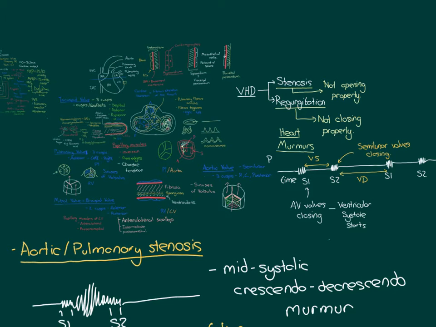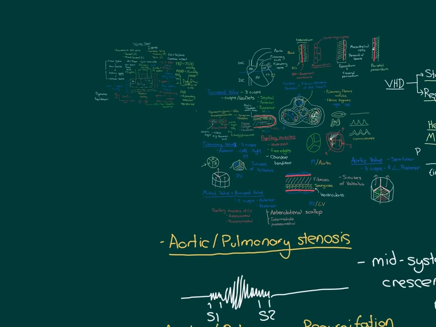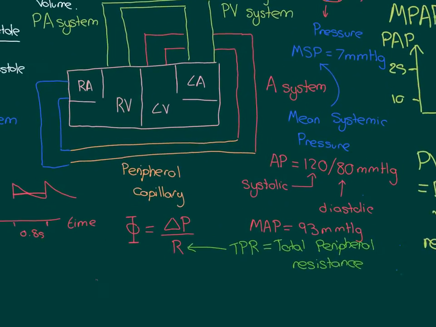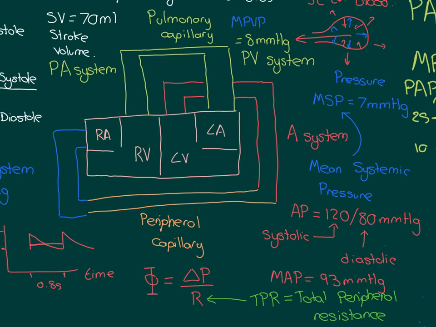Okay, so what I now want to do is discuss the consequences of having valvular heart disease, the consequences of having any one of these four heart valves either stenosed or regurgitating. And I think it's going to be best if we go back to our original picture, our basic physiologist picture of the heart over here. Right, so let's go through each one of the valves and think about what the consequences will overall be of stenosis or regurgitation. So let's start off with the tricuspid valve.